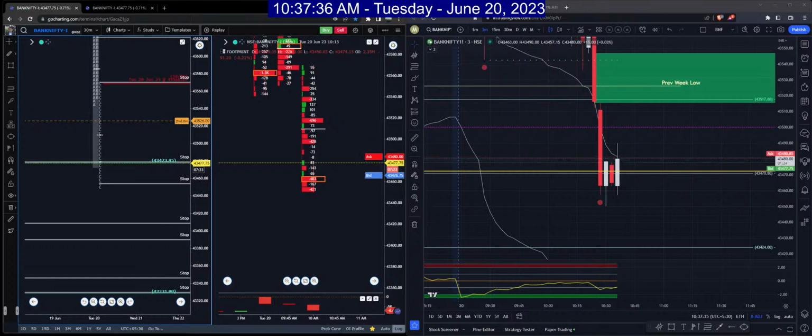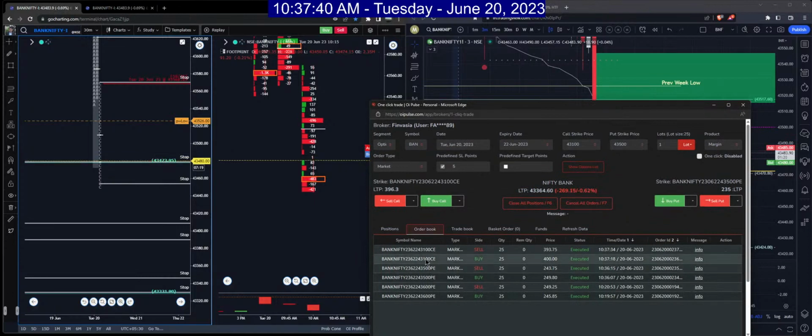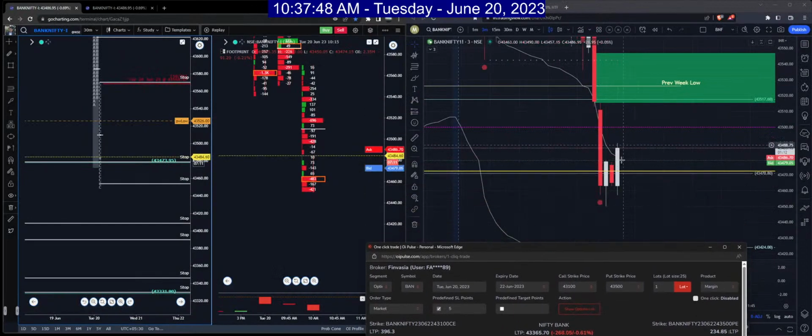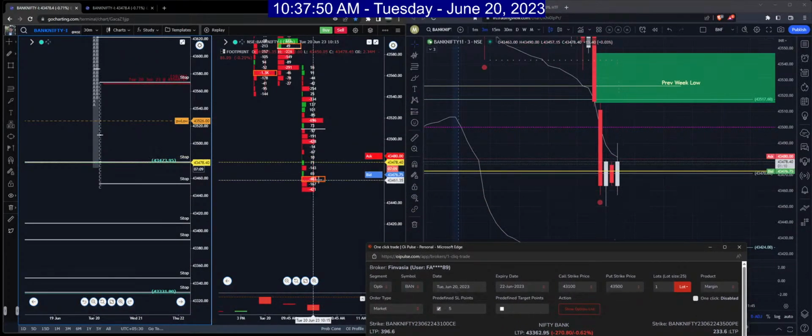Okay, my call trade also, the SL is getting hit. So I entered a 43,100 CE and the SL got hit. And the reason why I entered is I saw the short covering move. There are trapped sellers.